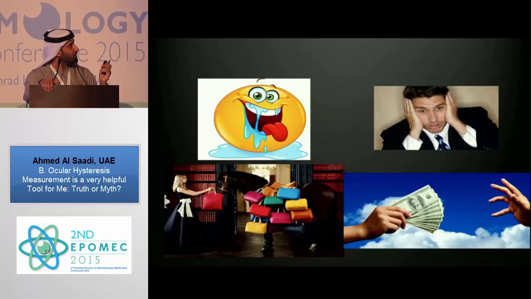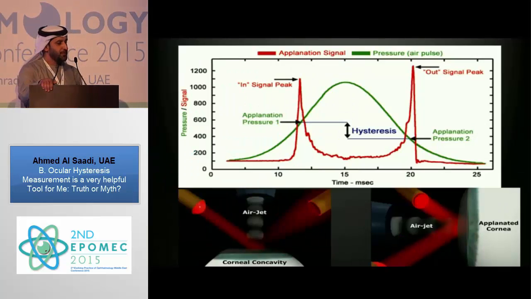So here, I think this is a relatively busy slide. I'll be speaking about the machine. What the machine basically does is this: there is an air jet, and there is an infrared receiver that receives the corneal concavity, and then the air jet presses on the cornea, and this is the pressure, and it makes it go, creating concavity.